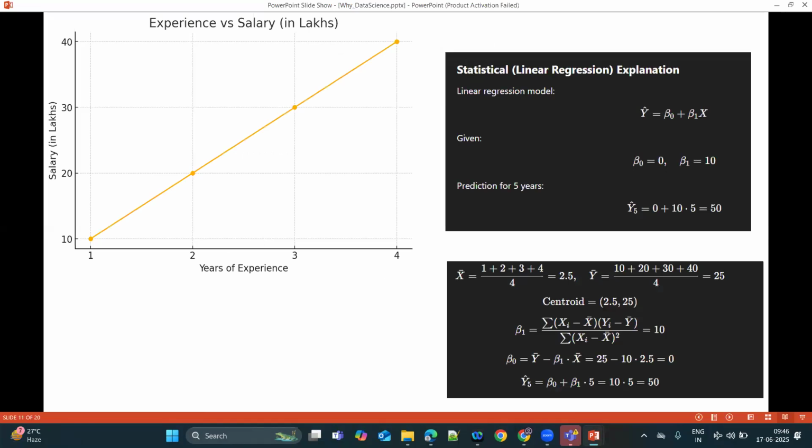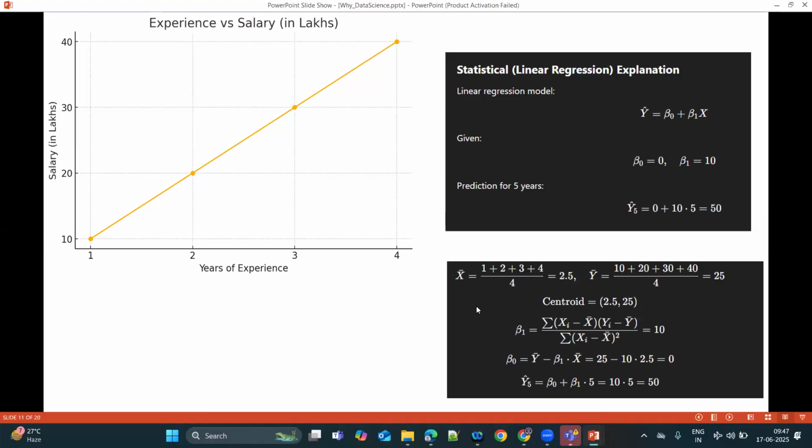And if you remember, yesterday I gave you an example: experience versus salary. If the person has experience of 1, he would get 10 LPA. With experience of 2, he would get 20 LPA. With experience of 3, 30 LPA. Similarly, 4 years, 40 LPA. If you plot a scatter plot with salary on the y-axis and years of experience on the x-axis, you may get a linear line.